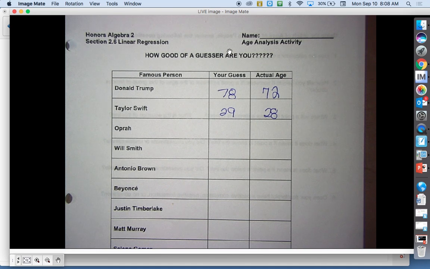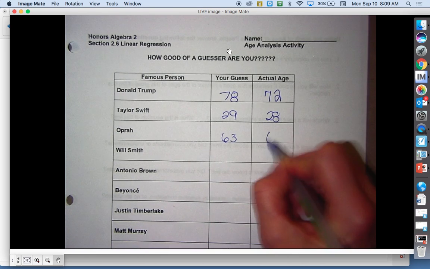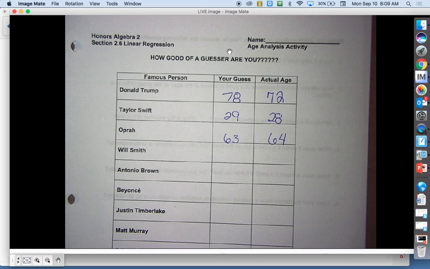All right, how about Oprah? Oprah was huge when I was in middle school and high school. She was big. Like I went home, watched Oprah from 3 to 4 o'clock every day. Odette, what do you think for Oprah? How old is she? 63? It's not a bad guess. Oprah is actually 64. Her birthday's in January. She has a January birthday.